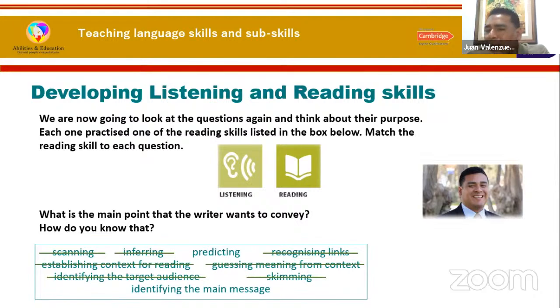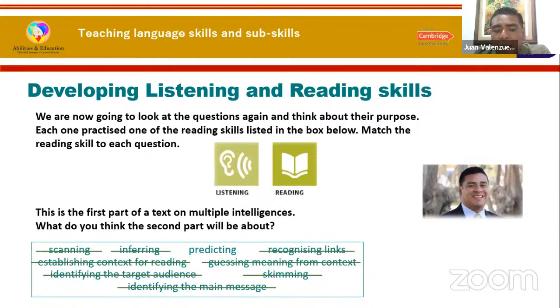Then I ask you this question, what's the main point that the writer wants to convey? How do you know that? This is for identifying the main message. Yes, very well done. And finally, in the end, I ask you to tell me what you thought the second part of the text would be about. You said maybe about each intelligence, the characteristics, or how we can apply them. Excellent, you are doing a great job. Here we were doing predicting. So predicting doesn't have to be necessarily at the beginning of your lesson. It can also be by the end of your lesson.